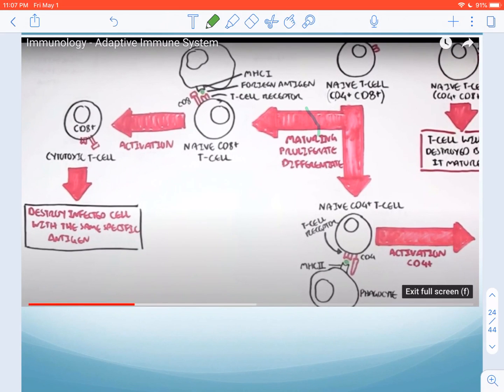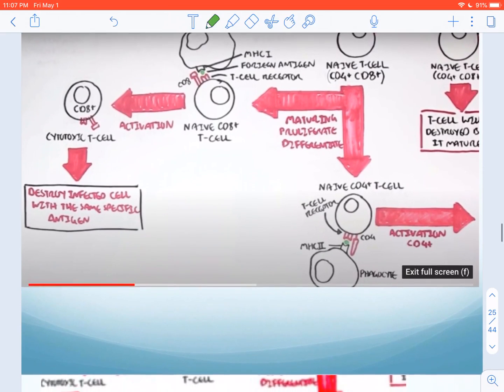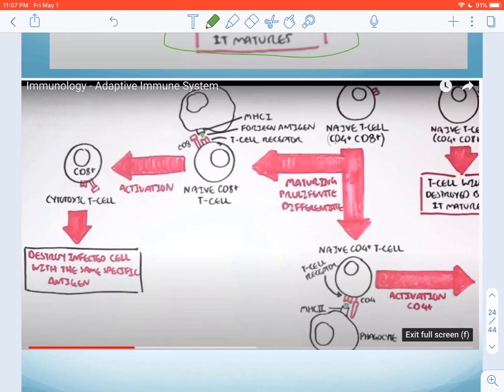So we're going to start and focus on T cells first. With the T cells, there are two different types, and it depends on this protein that accompanies the antigen. So it could be a CD4 or a CD8. And the difference here is that CD8 T cells are going to bind with an infected cell.